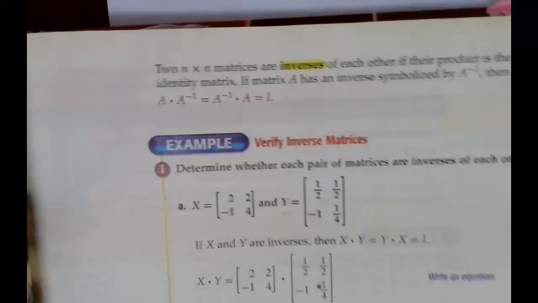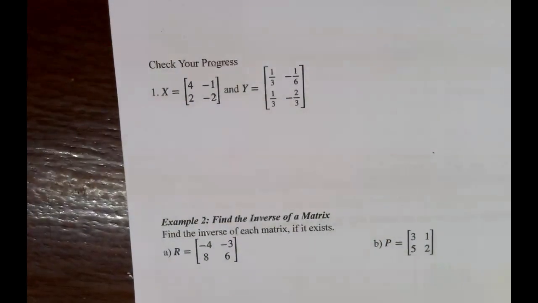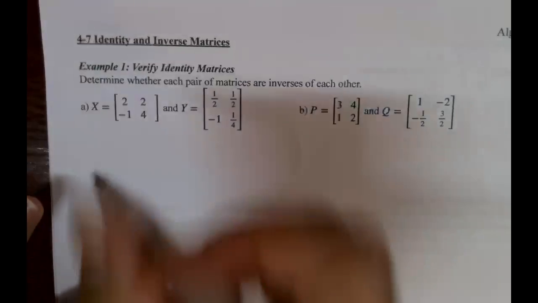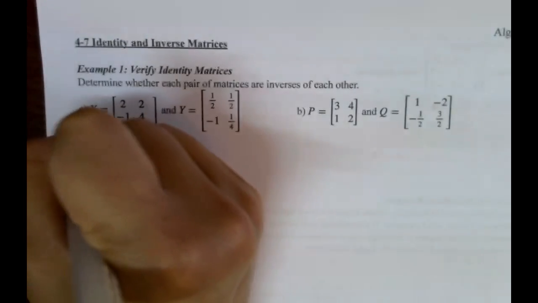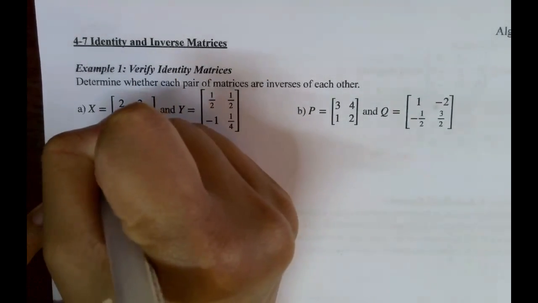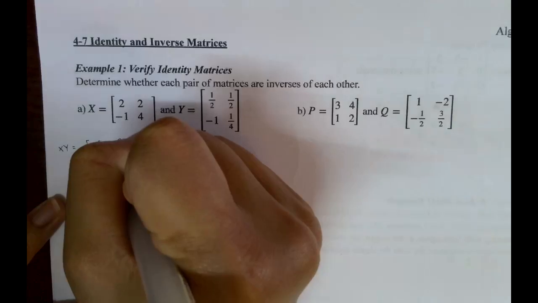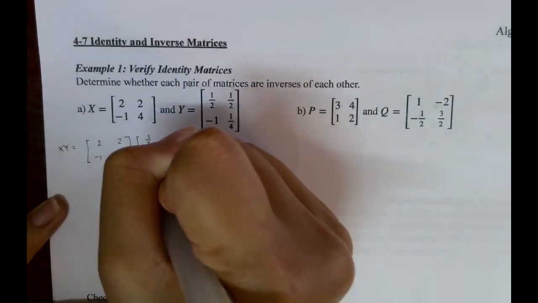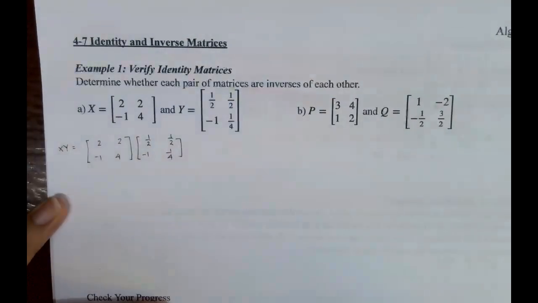Okay? So we're going to start with example 1 by verifying inverse matrices. So here's the first one with A. They're inverses if they result in the identity when I multiply them. So the first thing I'm going to do is multiply X and Y together. So that is 2, 2, negative 1, 4, multiplied by 1 half, 1 half, negative 1, and 1 fourth.